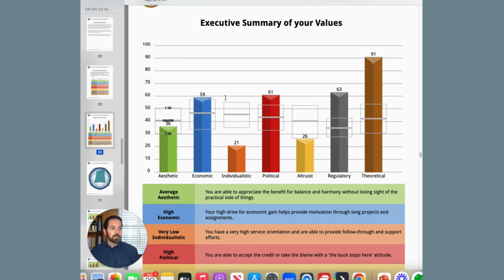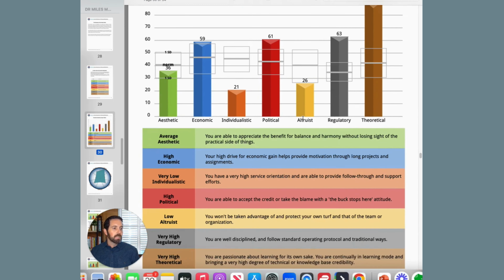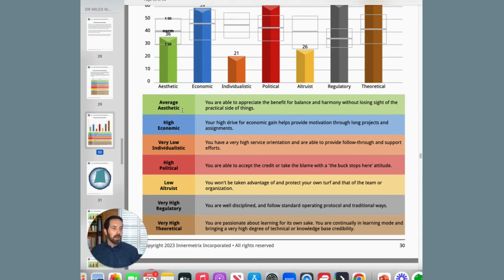Political a little bit, economic a little bit, but definitely the theoretical and regulatory are ones that if I was leading this person, I would want to know what they need to make sure they're staying inside of that. So it'll go through and talk about each one of these. So for them, they were an average aesthetic, so they're able to appreciate the benefit of harmony and balance, but they don't lose sight of the practical side of things.